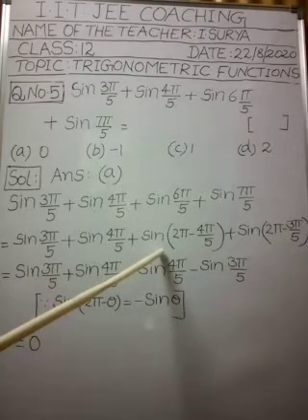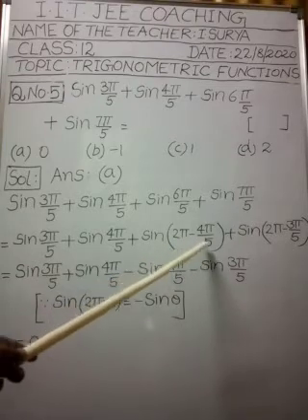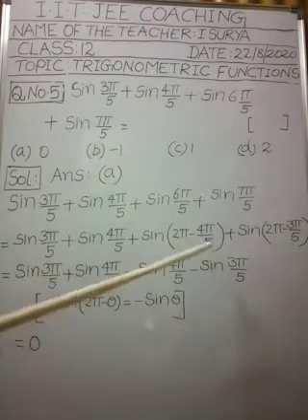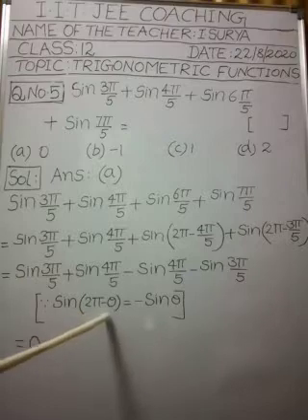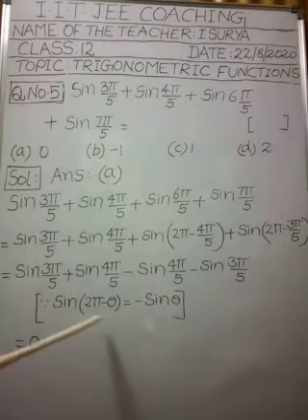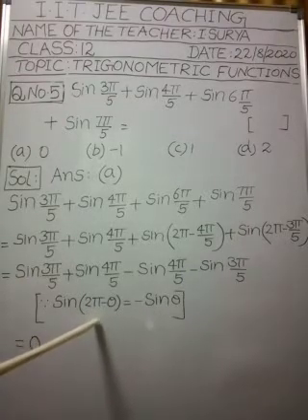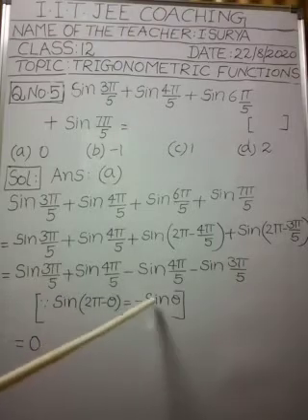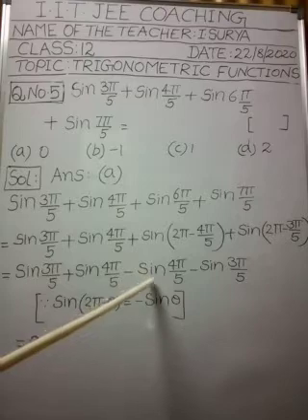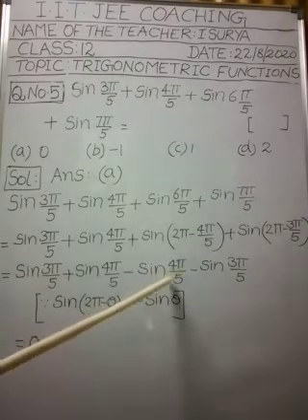If you observe the third term, it is in the form of sine of 2 pi minus theta. What is the formula? Sine of 2 pi minus theta is minus sine theta. 2 pi minus theta, this angle lies in the fourth quadrant. So minus sine theta, which means here minus sine 4 pi by 5. Understood this third term, my children?